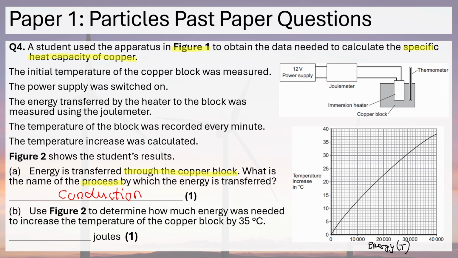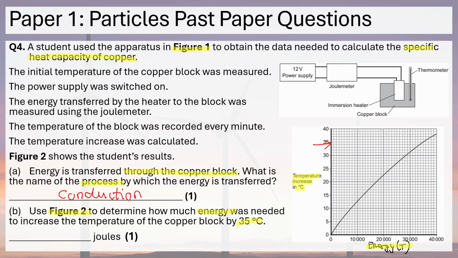Part B, we're going to use figure 2. So we're going to need to use that graph to find out how much energy is needed to increase the temperature by 35 Celsius. So again, if we go across here, we've got energy along the x-axis and we've got the temperature increase along the y-axis. We're told that the temperature increase is 35, so we're working at this point here, and I need to read off the energy from the graph.